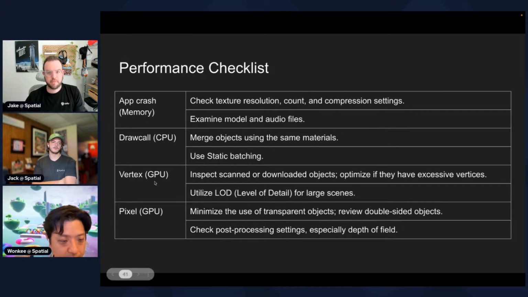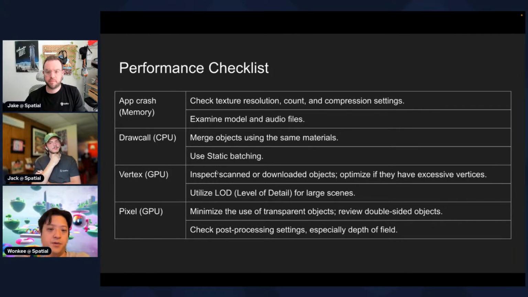And there are two different cases for GPU side, but I think it doesn't happen much because most of the performance impact is from the memory and CPU. But if you don't have many textures and many objects, but still the performance is bad, then it'll be better to check all the objects. So it's the vertex side and pixel side.